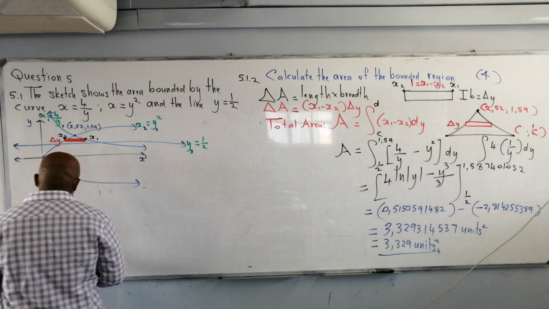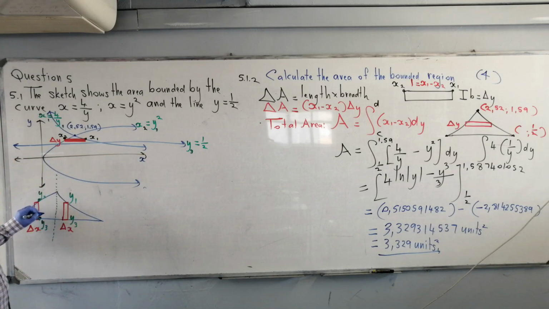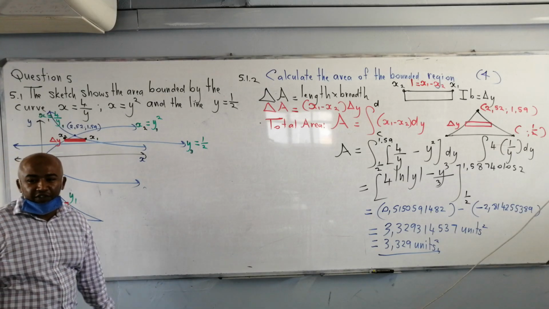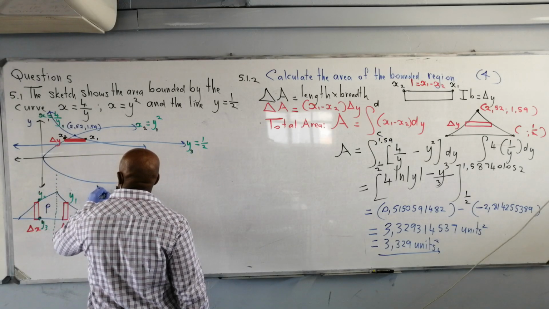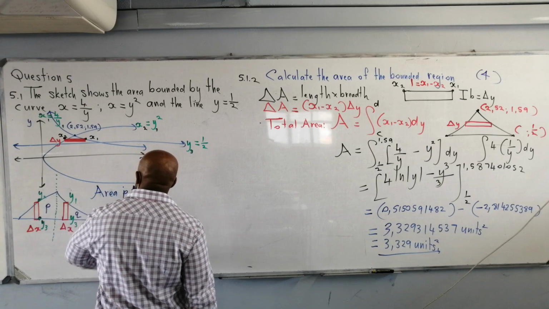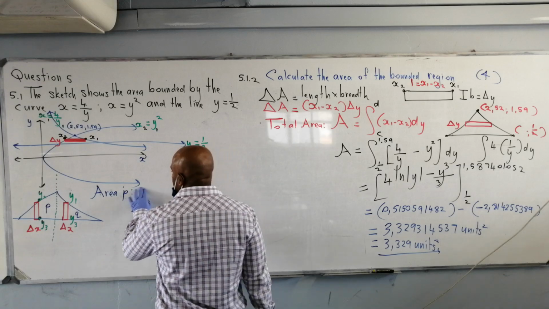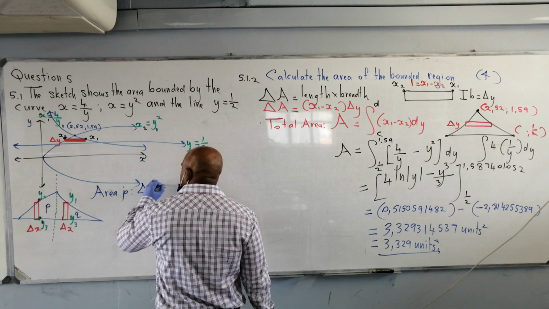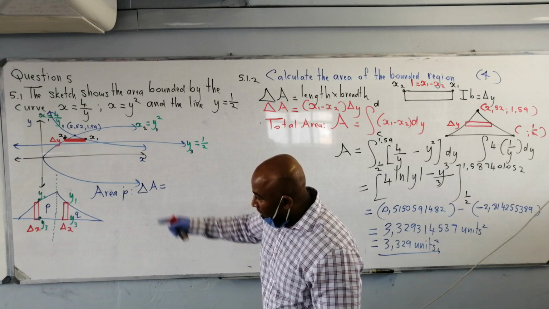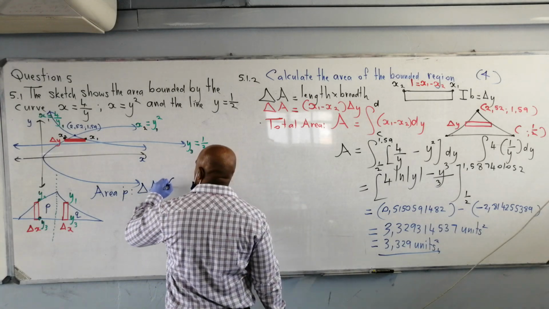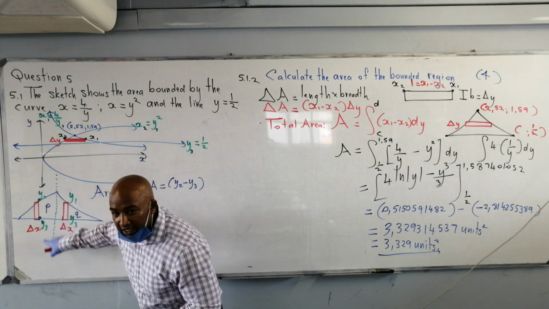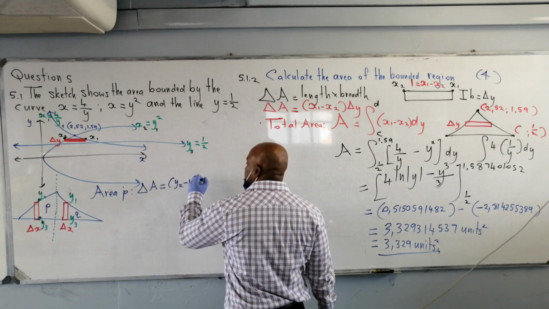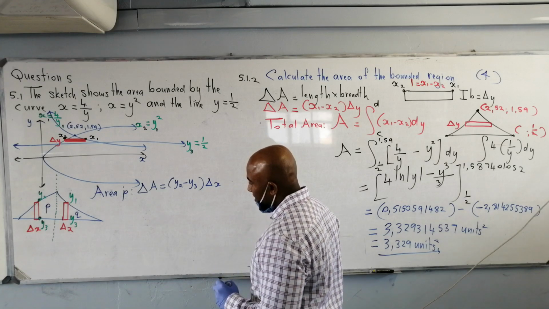So there are two areas here. Let's call this area P and area Q. You can call it whatever you want to. Area 1, area 2. So let's deal with area P. For area P, delta A is equal to length times breadth. Your length for area P is going to be y2 minus y3, because the length is the longer side. Can you see that? Top minus bottom, and your breadth is delta x.